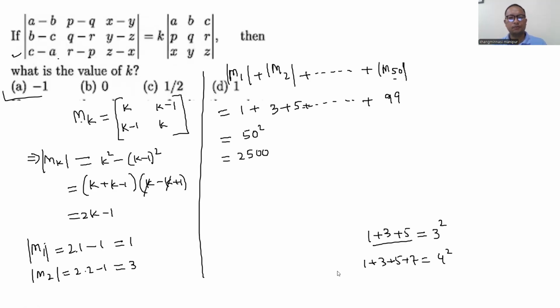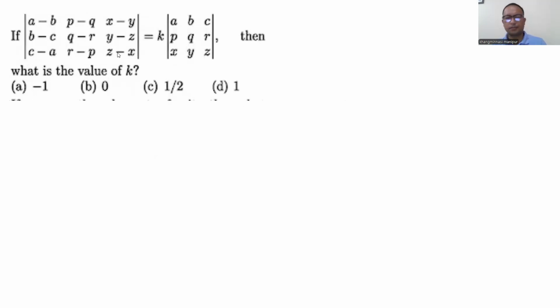There is a very interesting question also once again. A determinant is given. Now we have to use the properties of determinants. We put the matrix with rows A minus B, P minus Q, X minus Y, and B minus C, and so on. So the determinant is on the left side and k times another determinant is on the right side.